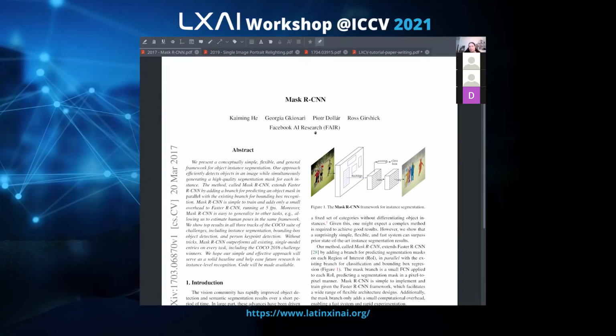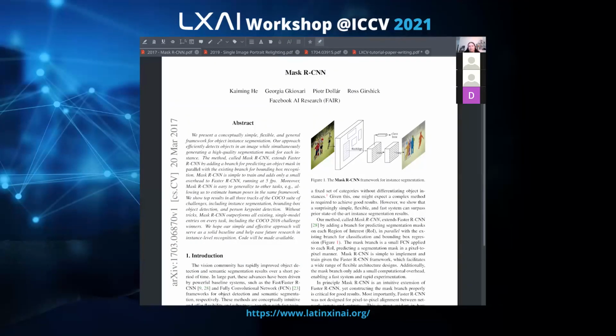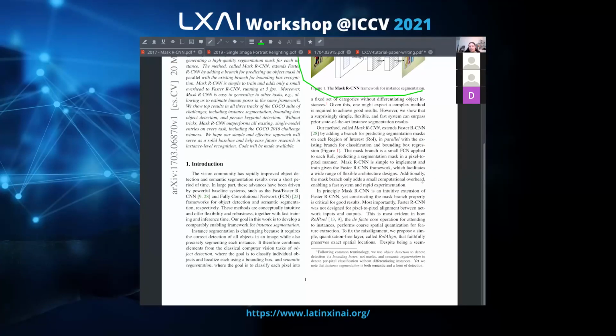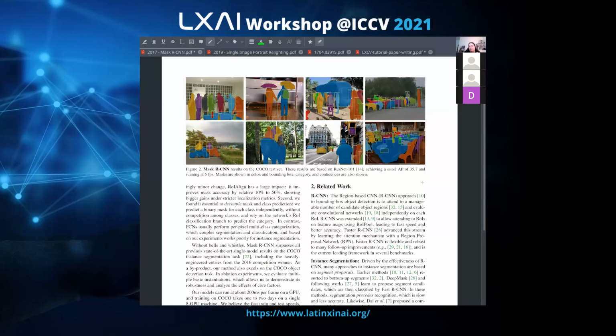You read the paper, and the first thing you see is this figure. This figure is basically a conceptual framework of how Mask R-CNN works, and it's right there on the first page. So this is the first thing that you see. And as you move forward, in the second figure, you already have some results on the COCO test set, and you can see, okay, it works really well just by looking at these figures.